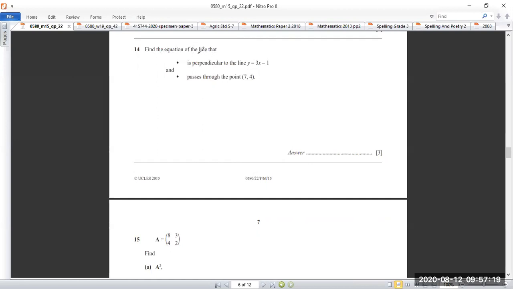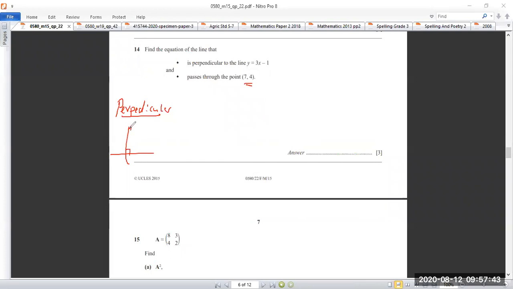Now find the equation of a line that is perpendicular to this line and passes through these points. So the first thing is to understand perpendicular lines. Perpendicular lines are lines that cross each other like at right angles.